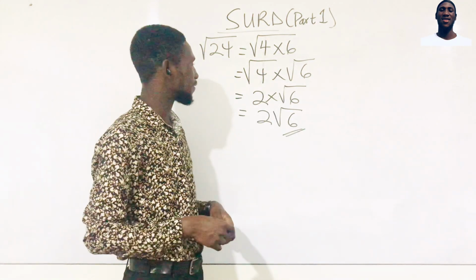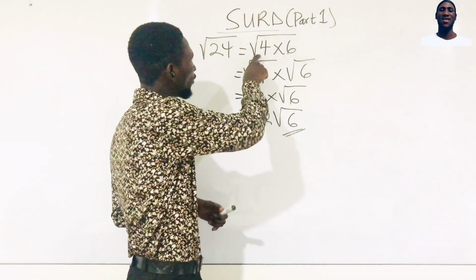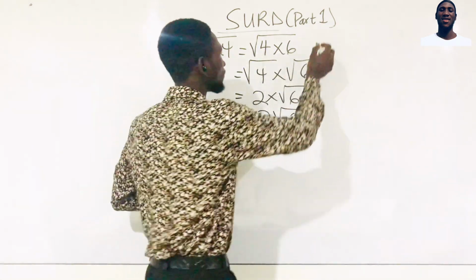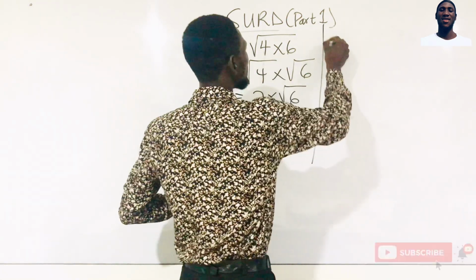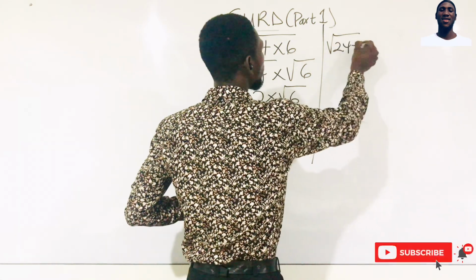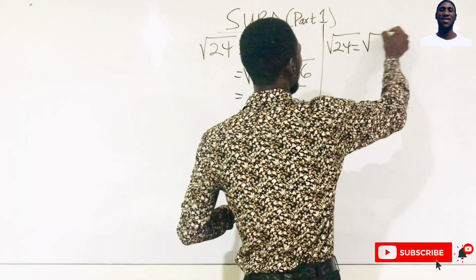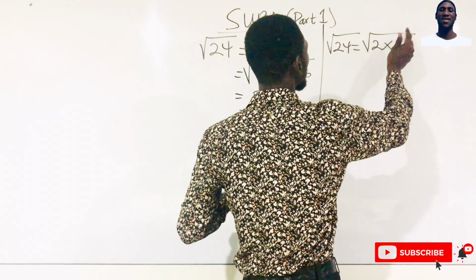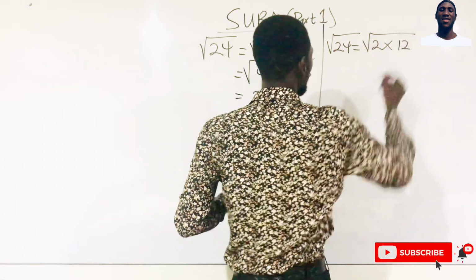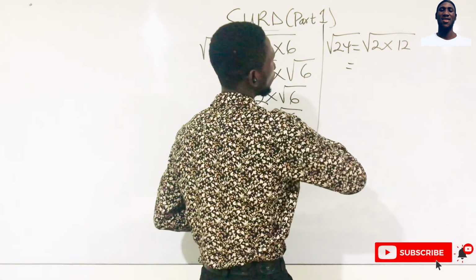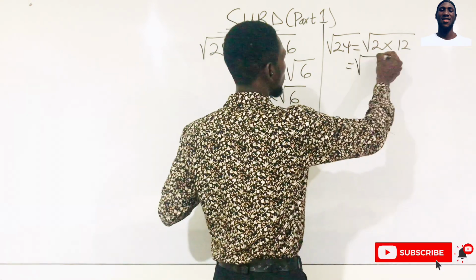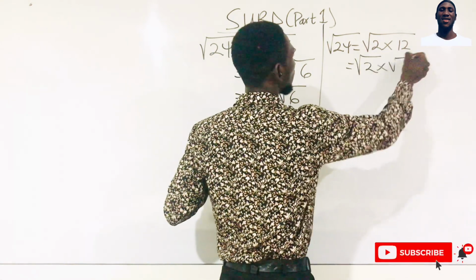Now, another person could have said, what if we didn't use 4 and 6? Well, let's look at that. Another person could have answered the same question. 24 being, you have 2 times 12 gives you 24. Now, let's break them into bits. 2 times 12.